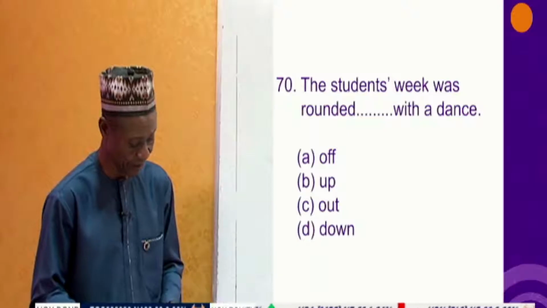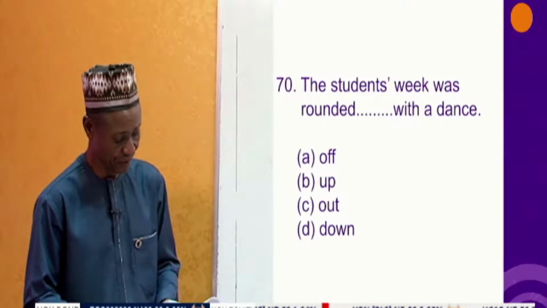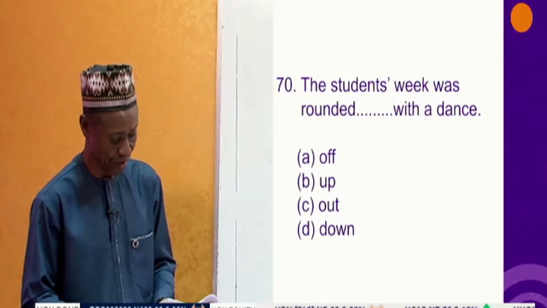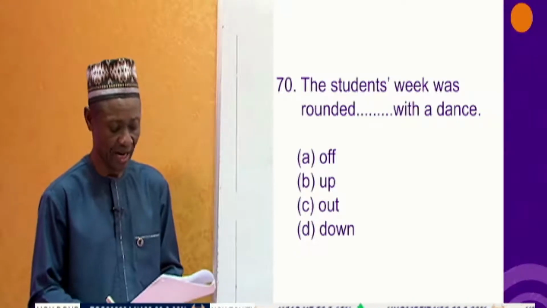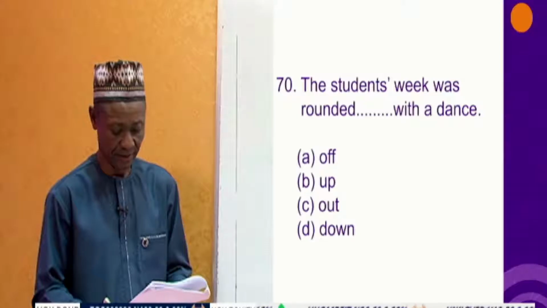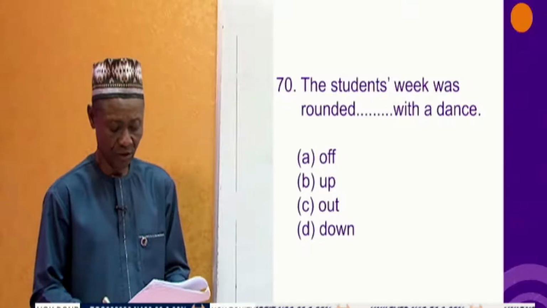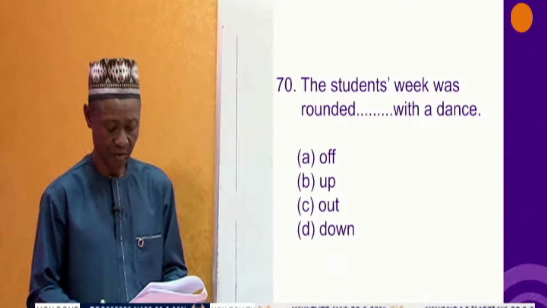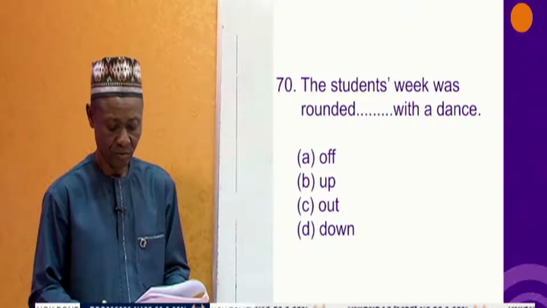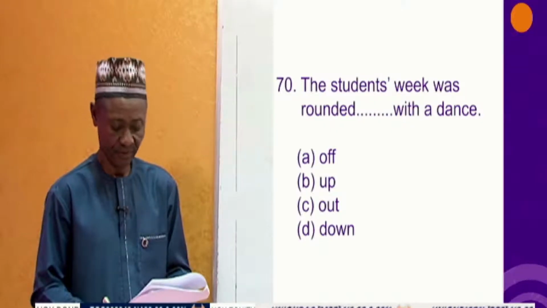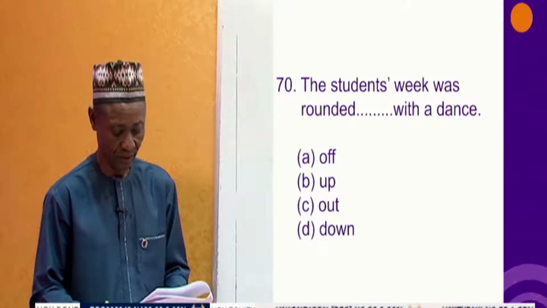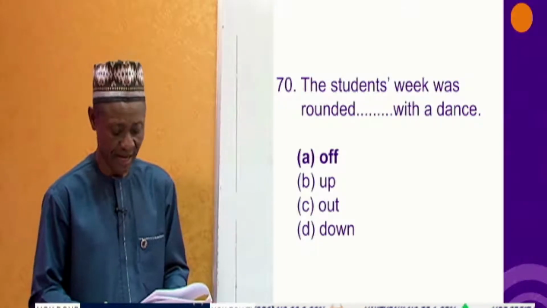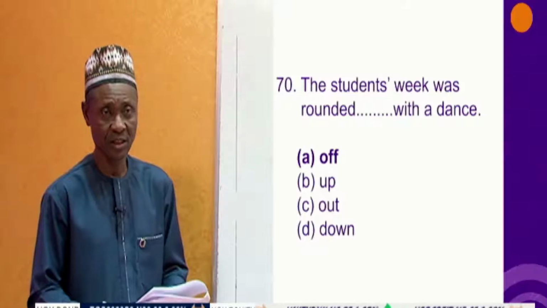Question number 70. This derives from phrasal verbs, and the use of apostrophe. The students' week was rounded dash with a dance. The options are A, off, that is O-F-F. B, up. C, out. D, down. The appropriate answer is option A, which is off.